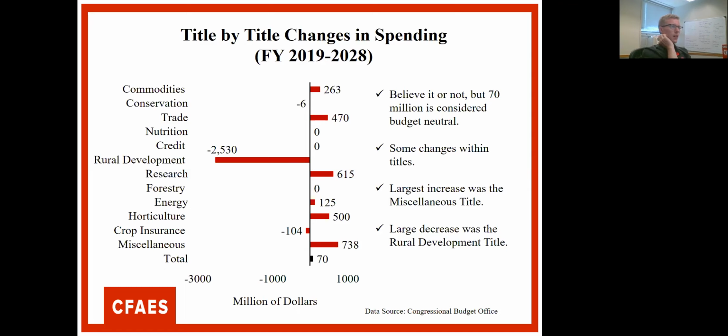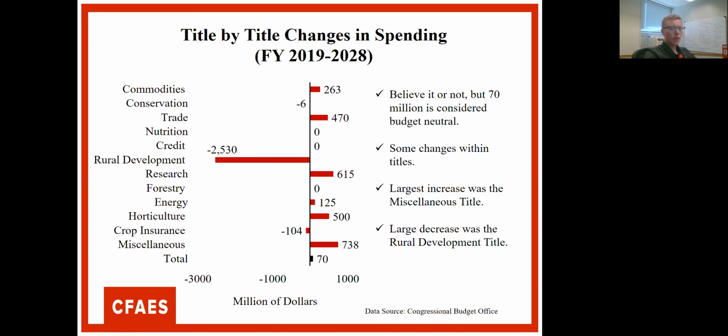If we look at title by title changes in spending across the different titles, again, this is from a previous baseline. So if we take the previous Farm Bill and extend it out 10 years, that is the baseline, and then these are the changes to the baseline over a 10-year period. Farm bills are scored on a 10-year period so we can compare apples to apples, and that's largely what we've done here. You'll notice that commodities was a little bit stronger, but crop insurance was a little bit weaker.